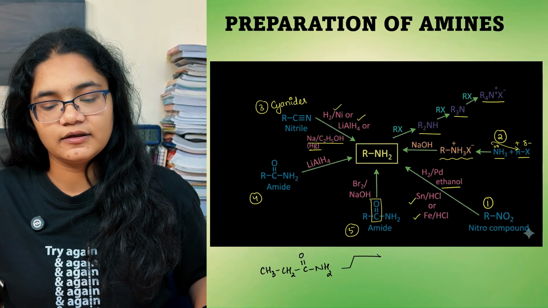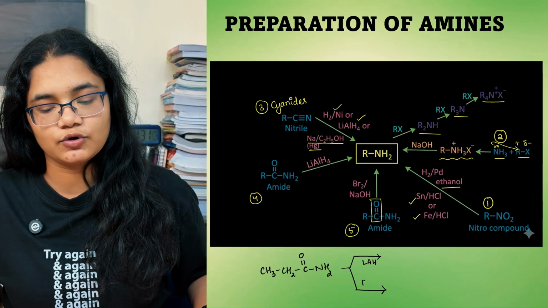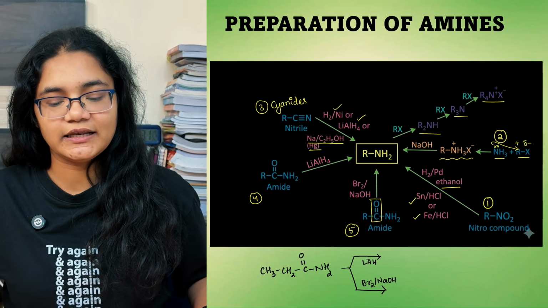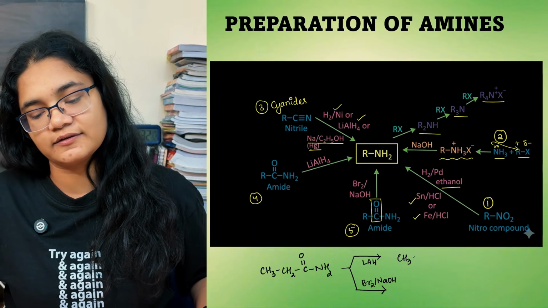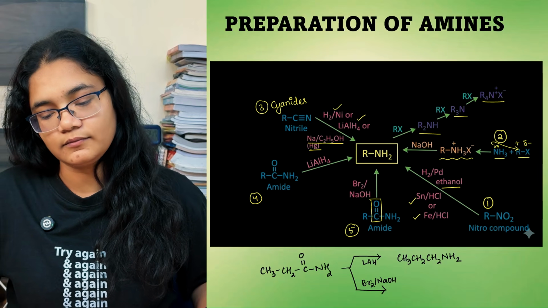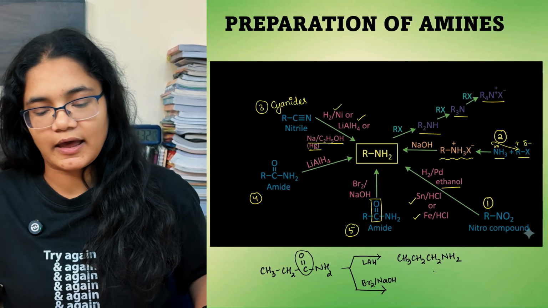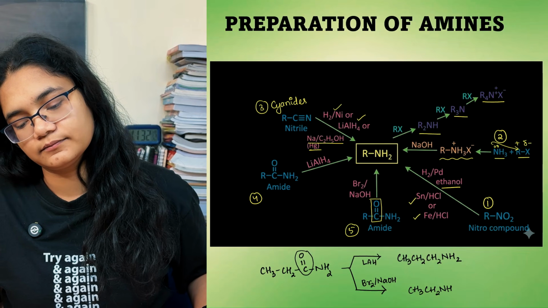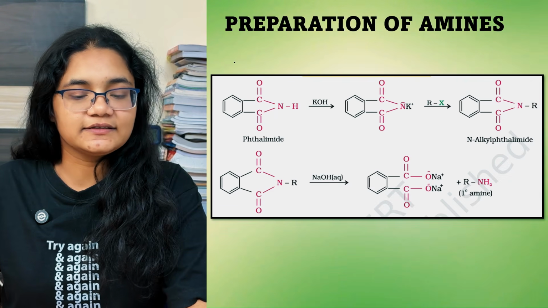Now if you treat it with lithium aluminium hydride, and if you treat it with one more reagent, that is your bromine and NaOH. Okay, so if you treat it with lithium aluminium hydride, what will happen? This group gets converted to CH2. So you have CH3, CH2, CH2, NH2. Okay, and then if you have bromine NaOH, what will happen? This whole part will vanish and you will get a product like this, CH3, CH2, NH2. Clear?